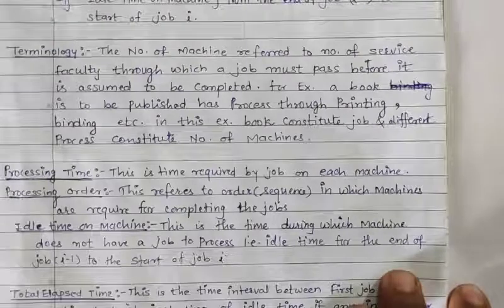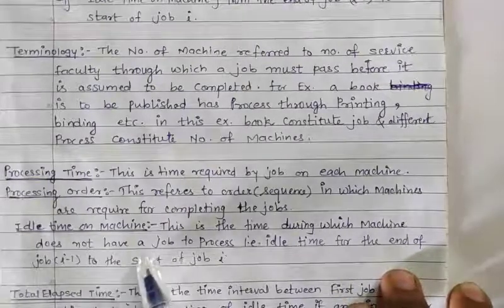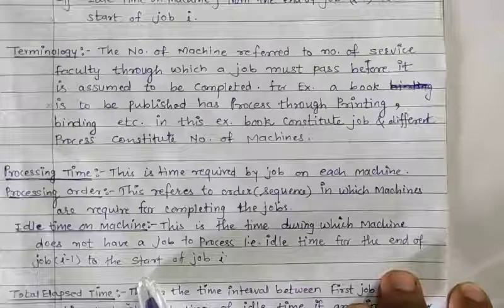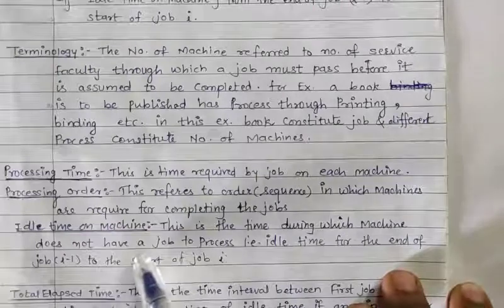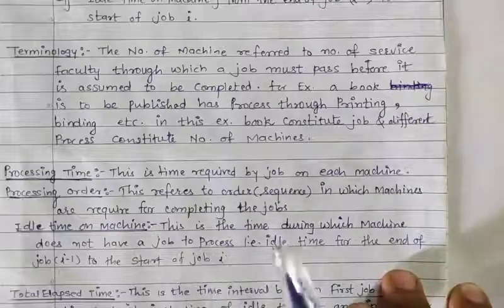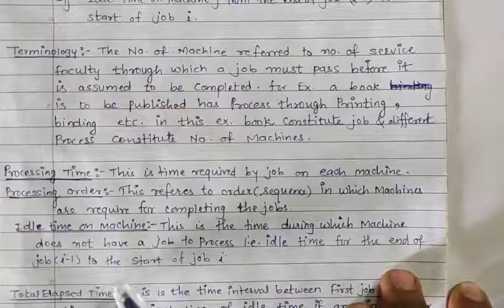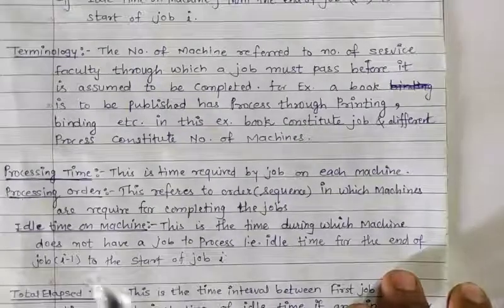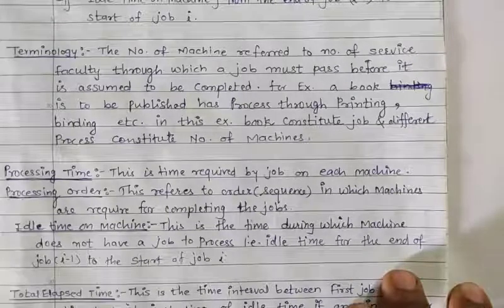Now what is idle time on a machine? Idle time means how much time the machine is stopped. That's the idle time. This is the time during which the machine does not have a job to process, that is, from the end of job i-1 to the start of job i. So the stop time between these two jobs is called idle time on that machine.